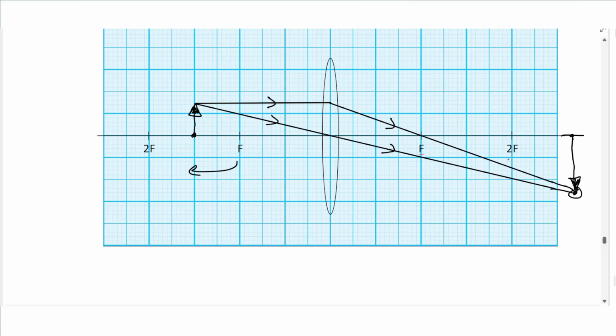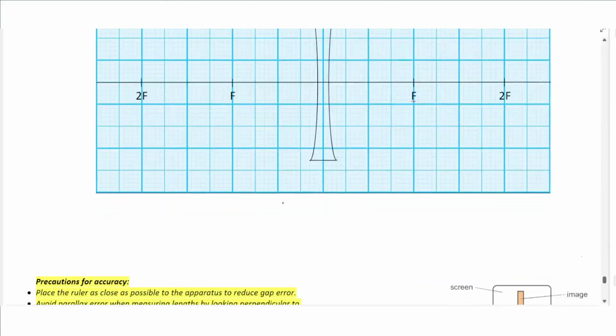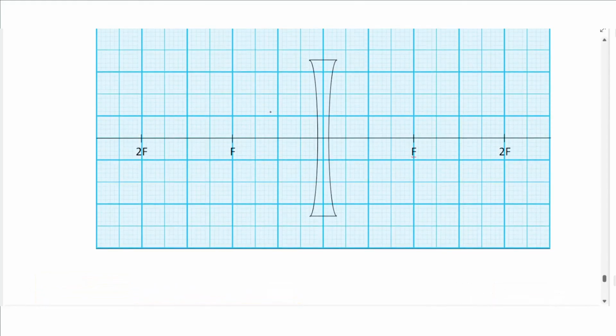So whenever you place an object beyond the focal point, you will get a real image that is inverted. It could be larger if it is between twice the focal length and the focus. If it is beyond twice the focal length, it will be smaller, but it will be real and inverted. And if you have an object that is between the focal point and the lens, it will always be magnified, upright, and virtual.